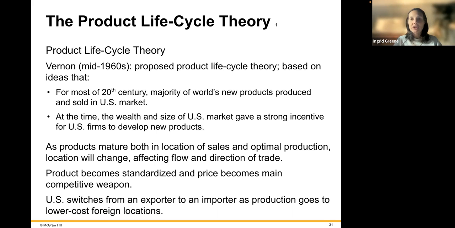Now we move things to Asia, etc. The product becomes standardized and the price becomes the main competitive weapon. So now, since many other people can produce it, there's more competition as to how many products are out there. So now they're trying to really get the price down, and that's why the benefit of moving it offshore, to places where it's cheaper to produce. The U.S. switches from an exporter to an importer as production goes to lower cost foreign nations.